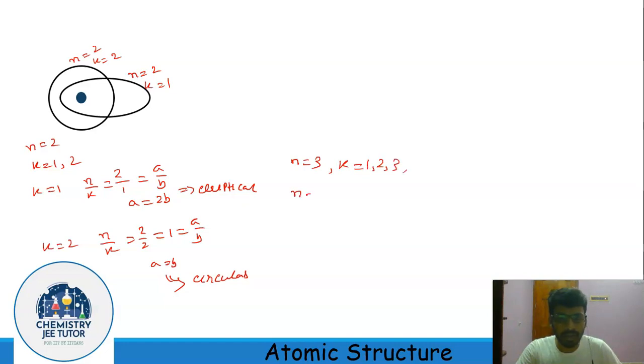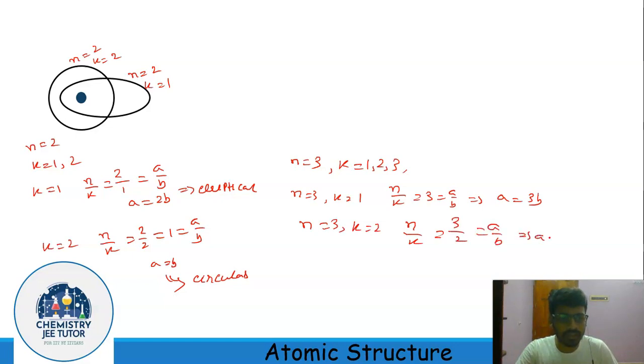Now, when n equal to 3 and k equal to 1, in that case, n by k equal to 3 equals a by b. So this implies a equal to 3b, and so this is also an elliptical pathway. And for n equal to 3, k equal to 2, n by k equal to 3 by 2 equals a by b. In that case, a equal to 1.5b, but when n and k are equal, then a equal to b. So in this case, we will also get one circular orbit.